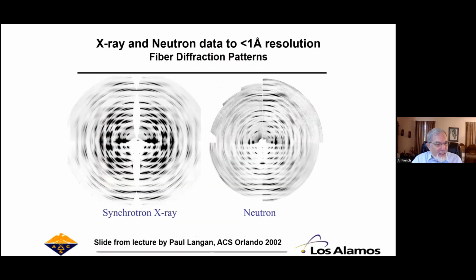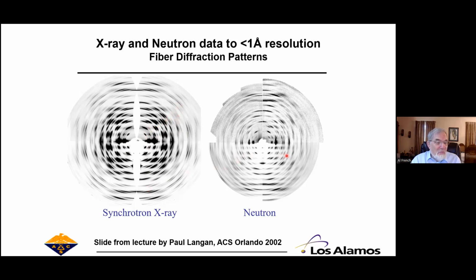So if we look at some actual experimental data, the slide is from a lecture by Paul Langan at the ACS meeting back in 2002. The work's been published in the Journal of the American Chemical Society, where they took synchrotron X-ray pictures of tunicate cellulose. And you see, just like that calculated pattern I showed, there are lots of reflections. They were able to get intensities for 300 unique reflections from this X-ray pattern.